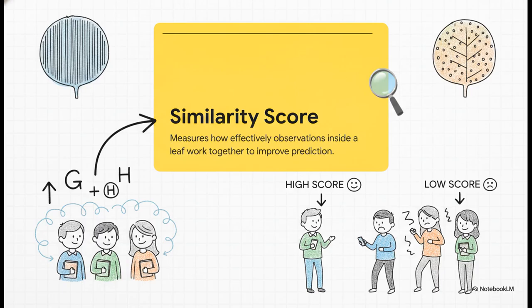Before XGBoost splits a leaf into new branches, it grades the current leaf using something called a similarity score. Imagine dividing a giant classroom of students into focused study groups. You want students with similar strengths working together, right? The similarity score uses our friends from earlier, the gradient and the Hessian, to measure exactly how coherent a leaf is. If the data points inside the leaf behave in similar ways, boom, it gets a high score. If they're completely random, it gets a low score.